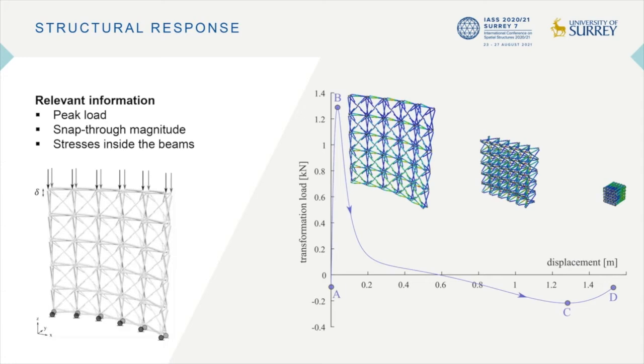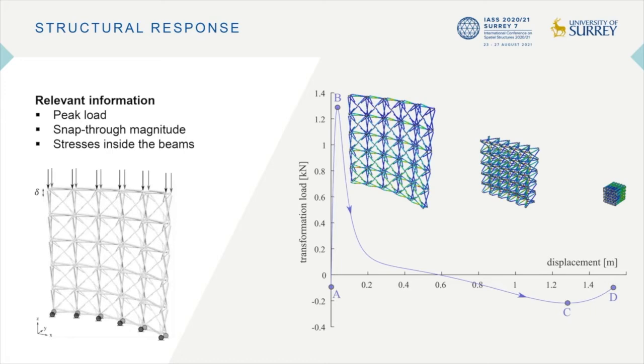On the load displacement curve, point A is the initial deployed configuration. When folding the structure, some of the beams bend, requiring an increasing force. The peak load is reached at point B, followed by a snap-through. Point D can be considered as the final folded configuration.